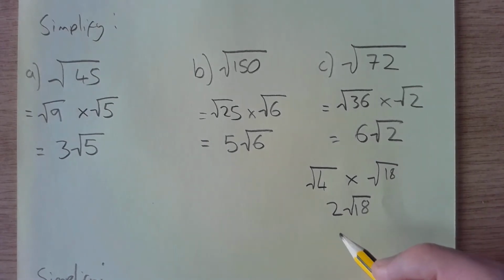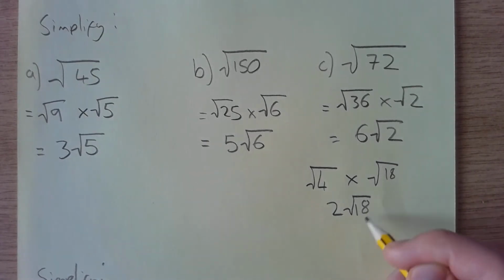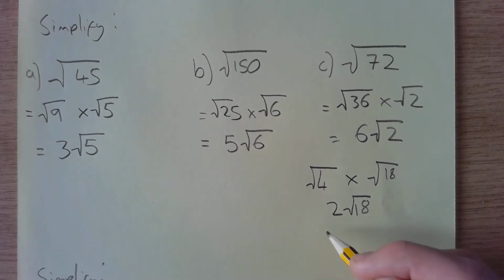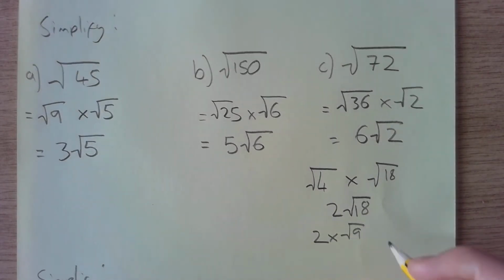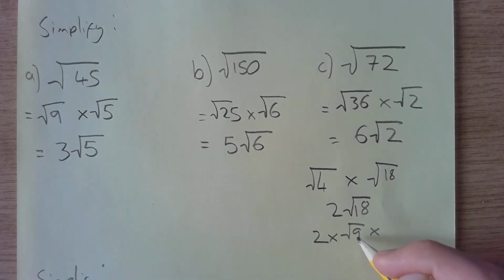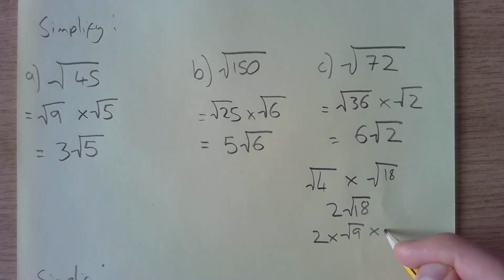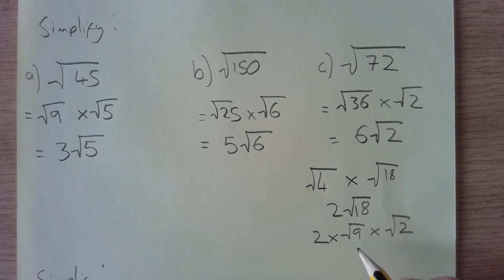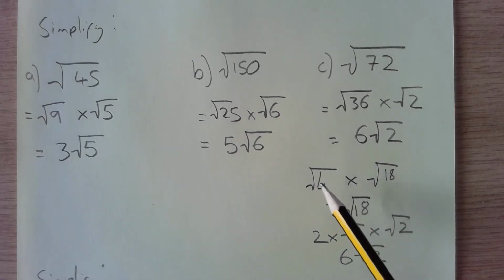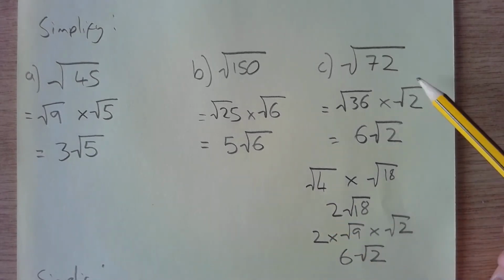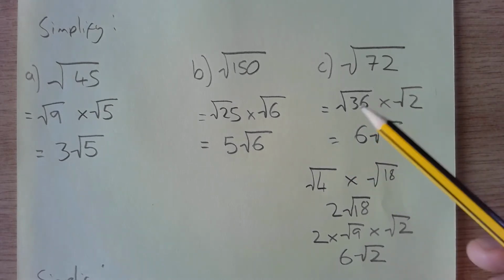If I've got 2 root 18, well, root 18 has a factor of root 9, so I would have to make it 2 times root 9 times root 2, because 9 times 2 makes the 18. And then I know that the root of 9 is 3, so it's 2 times 3, which is 6 root 2. So I still can do it by starting with that smaller square factor, but my life was much easier when I found the biggest one.